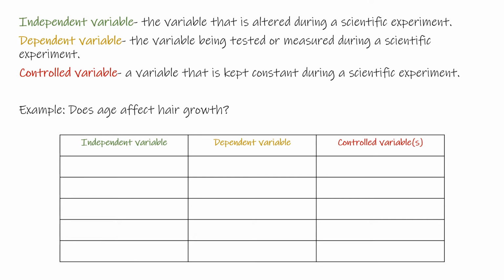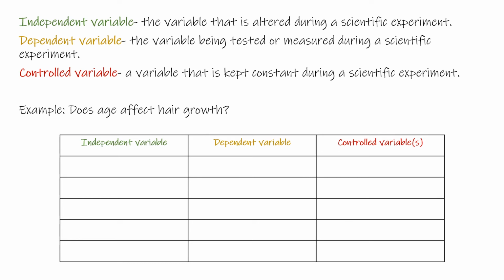So why do we use a controlled variable? We keep the controlled variables constant so that we can ensure that they don't affect our scientific experiment, because we only want to know how the independent variable affects the scientific experiment. So let's look at an example of an experiment where we have independent, dependent and controlled variables. So the example is, does age affect hair growth?